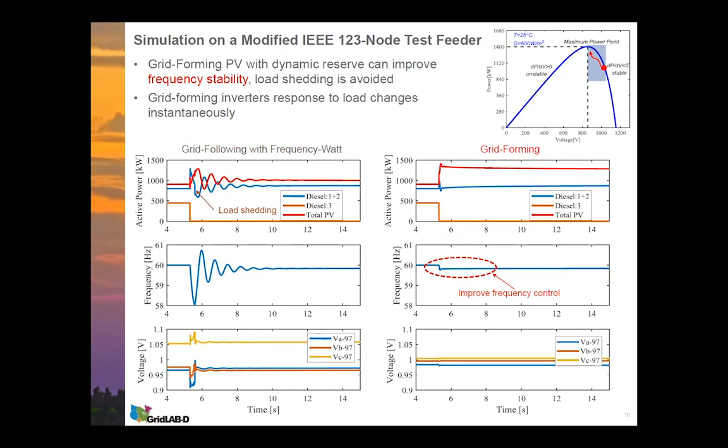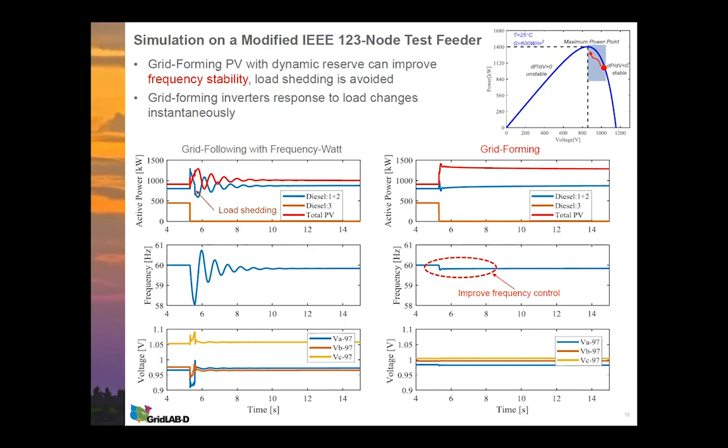So another approach is grid forming, right? People are thinking about grid forming. So here is the PV with a dynamic reserve, but with grid forming inverter control. Here is the simulation results for the same event. As you can see here, for the same event, the frequency is much more stable compared to the grid following case. And because of this stable frequency response, the load shedding is avoided. So we don't need to worry about the load shedding.